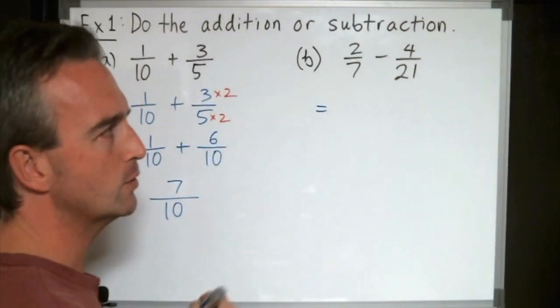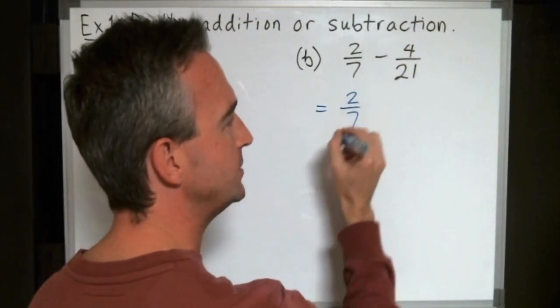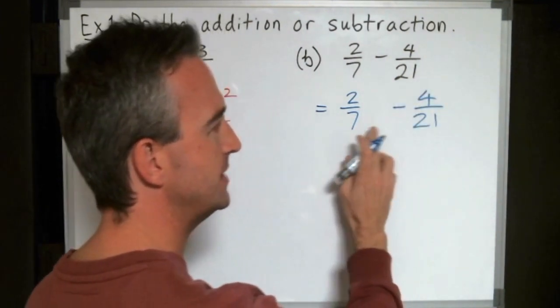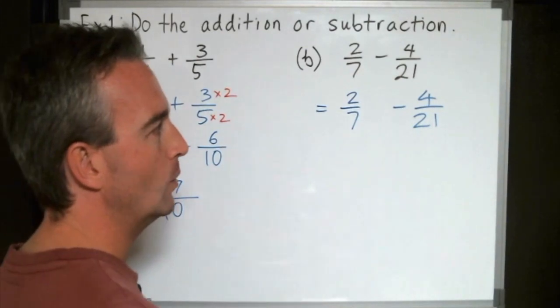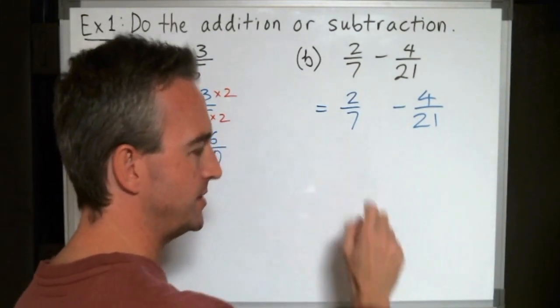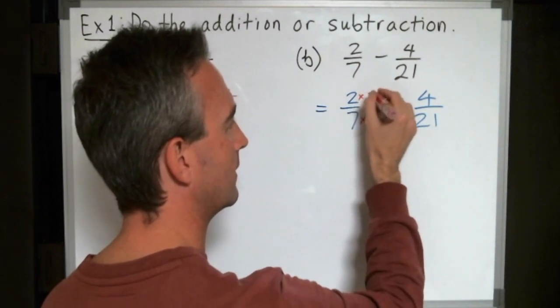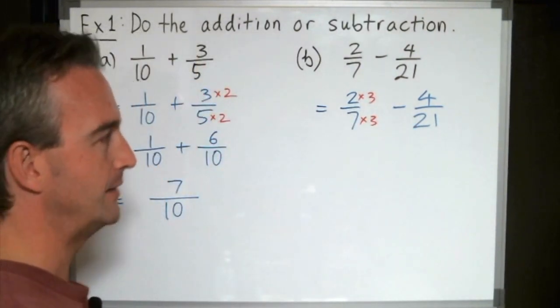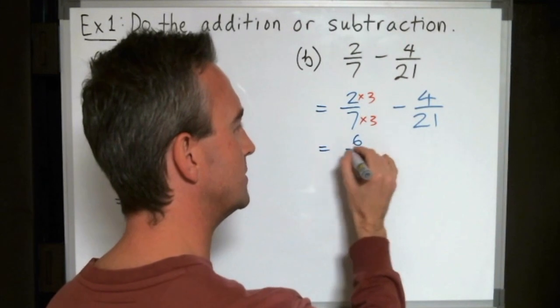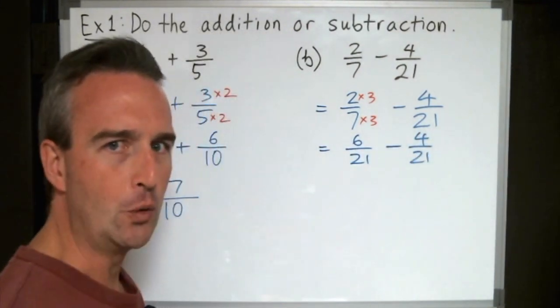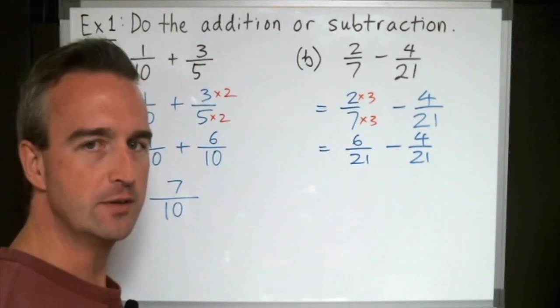Let's try the next one. 2 over 7 minus 4 over 21. We don't have the same denominators again. I've got 7 and 21. Well, using multiplication, I can turn a 7 into a 21 by multiplying by 3. Like so. And this is going to now become 6 over 21 minus 4 over 21. Bingo! We now have a common denominator of 21.